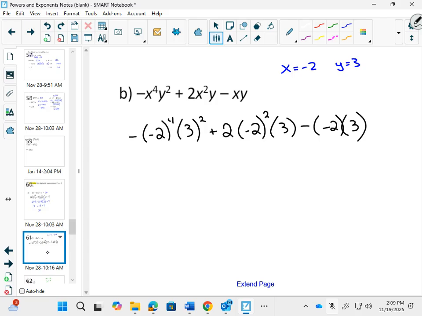Type this all into your calculator and we should get the answer, negative 114.